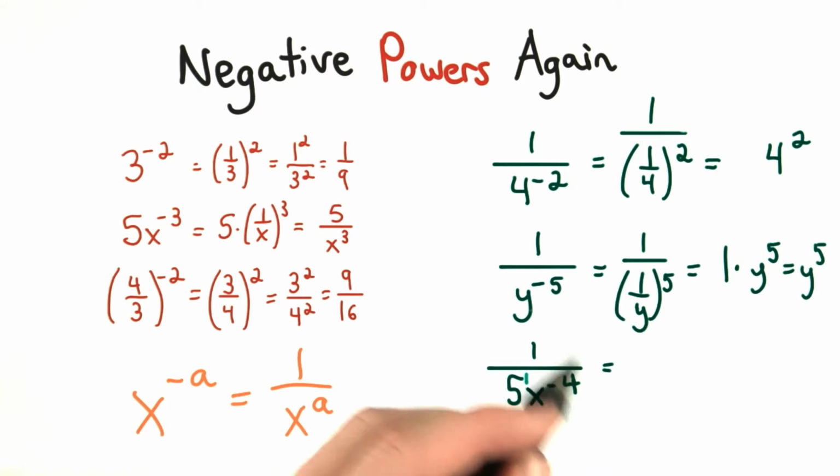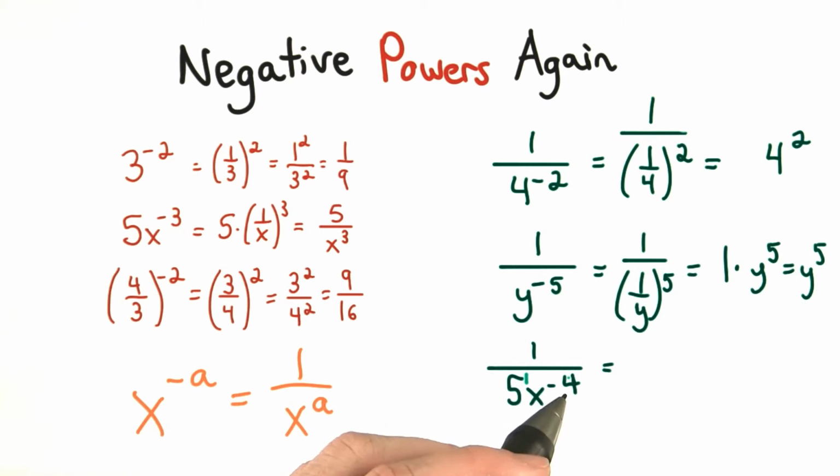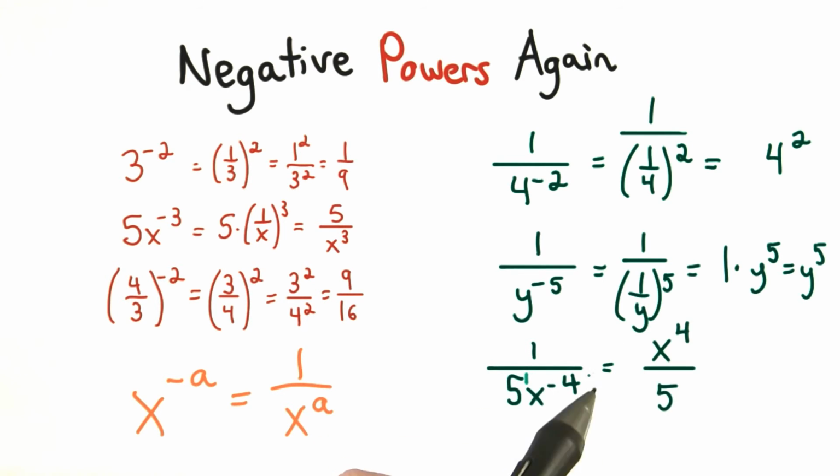For this last one, we want to be careful. 5 has an exponent of 1, and x has an exponent of negative 4. So only the x term gets moved to the numerator. When we handle this negative exponent, we rewrite our expression as x to the 4th divided by 5.